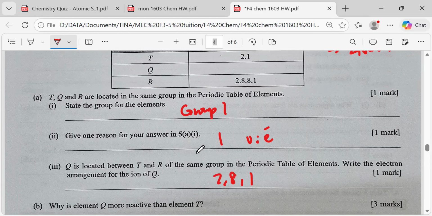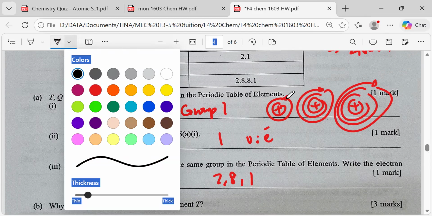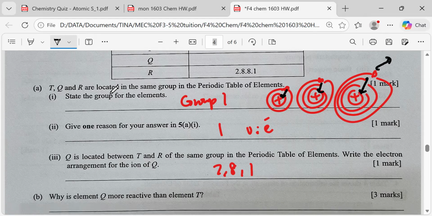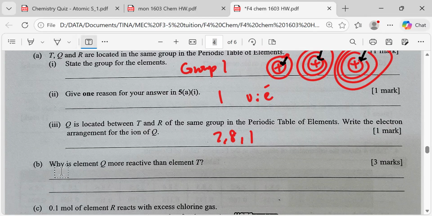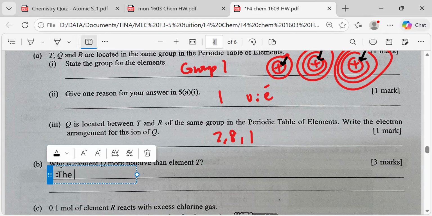Same answer. Remember, now it's 2, 1 and 2, 8, 1. So the distance between nucleus and valence electron is nearer or further away? Further away. So the attractive forces is stronger or weaker? Weaker. So this one is easier to escape. Get it? Can you understand? So what do you say? The atomic size increases, or the atomic radius increases. Okay, element Q, so the atomic radius of Q is bigger.